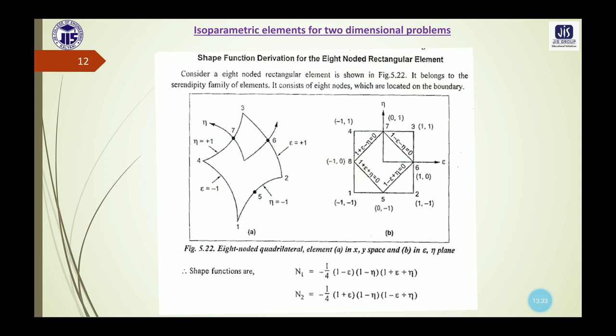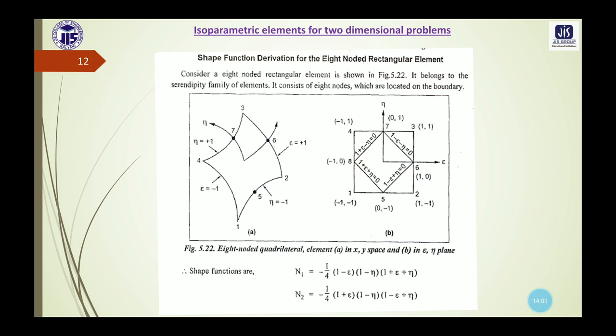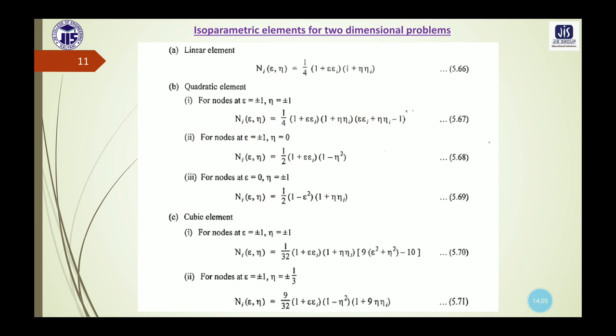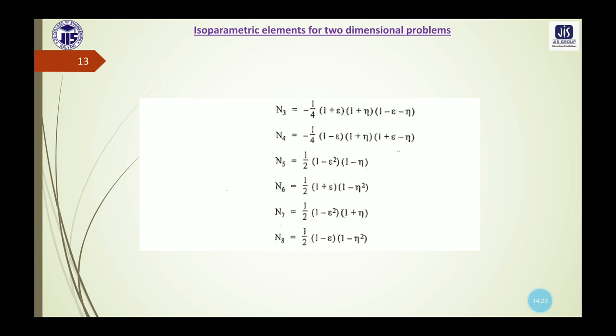Now the shape functions here: N1 equals minus 1/4 (1 minus epsilon) into (1 minus eta) into (1 plus eta plus epsilon), and N2 equals minus 1/4 into (1 plus epsilon) into (1 minus eta) into (1 minus epsilon plus eta). Next, for N3, N4, N5, N6 and N8, we can write the equations for the shape function. So how have we written all these for the 8 noded quadrilateral element? From the quadratic element, for the three different cases given, we have written this part. So till now we have written the formulas of the shape functions for the 8 different nodes of this quadrilateral element.